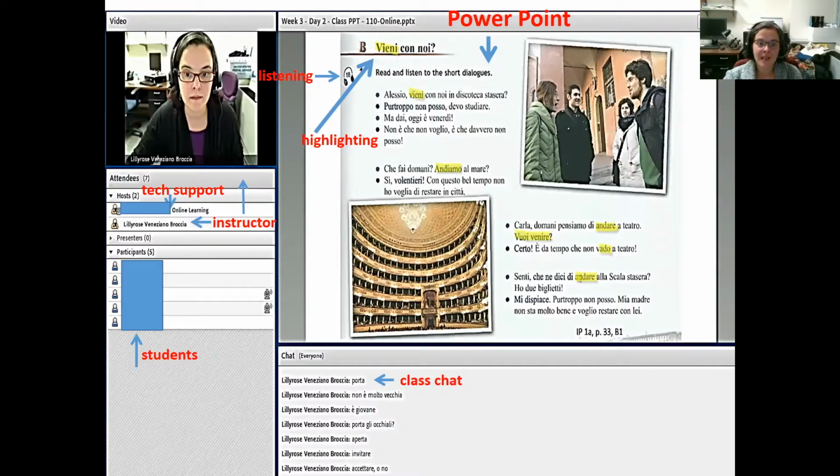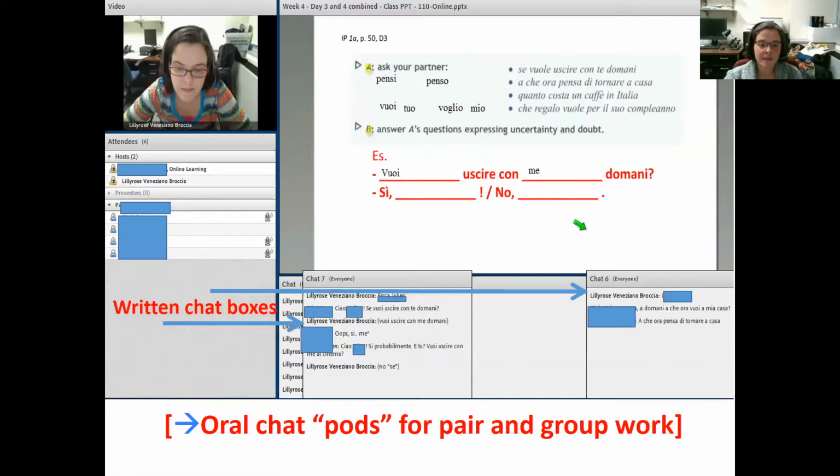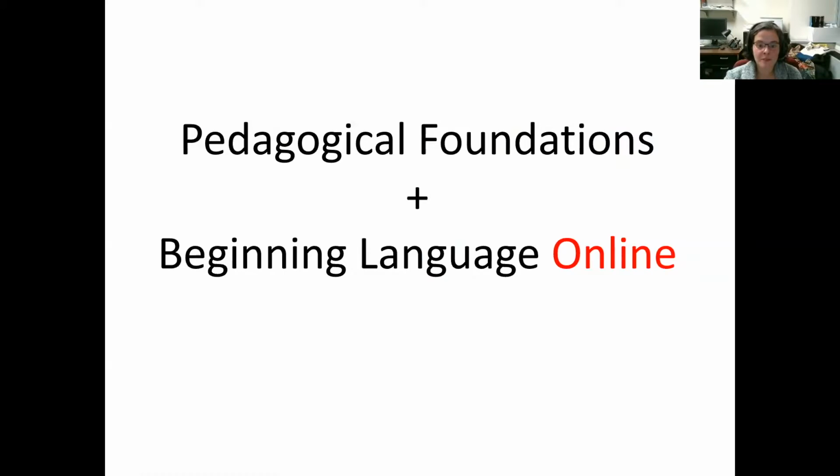So this is again adapting the page, a textbook page. We no longer use a textbook, but at the time we did. Highlighting, showing things, different listening exercises, written chats, voice chats, pods so that they could work together as they would in a classroom.